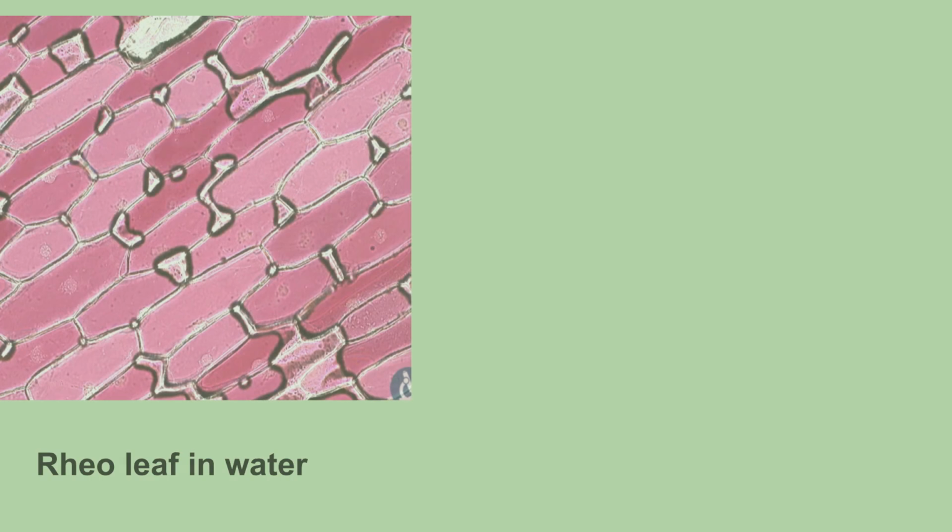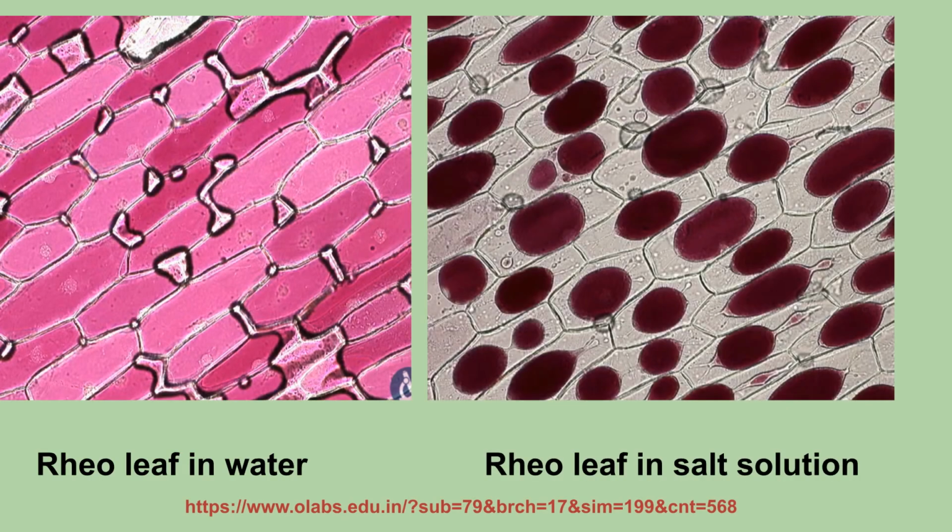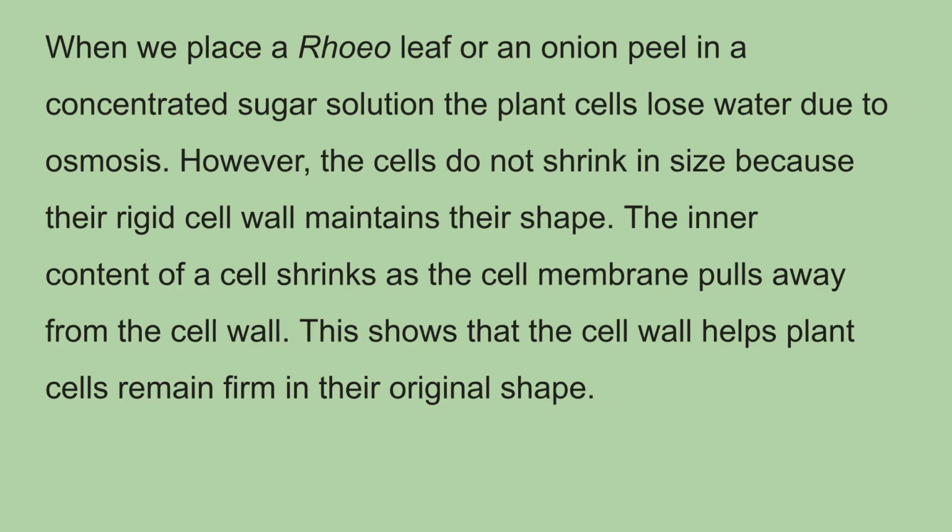Observe the appearance of a Rhoeo leaf in water versus in a salt solution. In the salt solution, the inner contents of the cell shrink, a process related to the cell wall's function. When a plant cell loses water in a concentrated sugar solution, the inner content shrinks and the cell membrane pulls away from the cell wall. However, the rigid cell wall prevents the entire cell from shrinking, helping the cell remain firm.